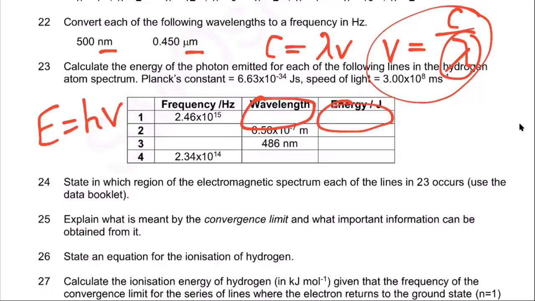So depending on what they give you, you're going to use one of these two equations and just manipulate it around until you're solving for the one that you need, okay? I will say, be careful, because like on number 2, the wavelength is in meters, but on number 3, it's not. So you're going to have to convert that to meters first before you do that calculation, okay?